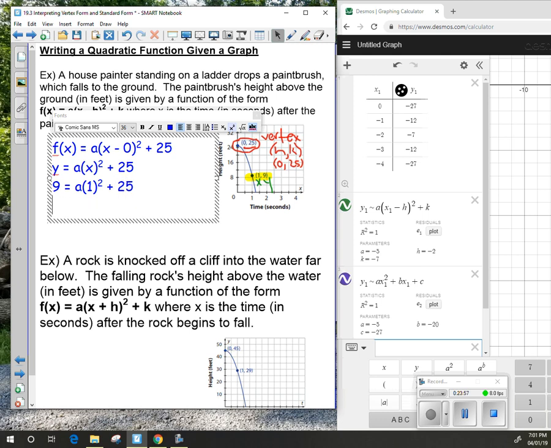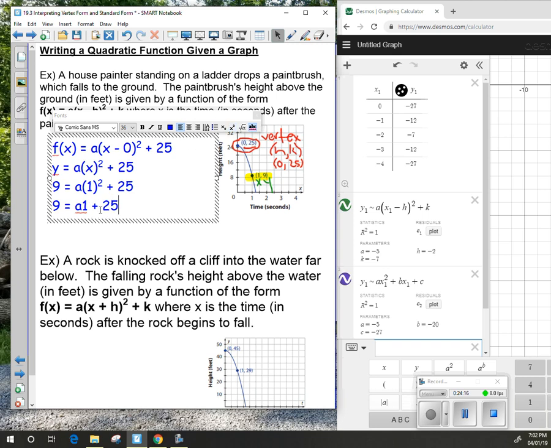Okay, and now I can solve this. So I just have 9 is equal to a times 1 squared, and 1 squared is just 1, so that's 1 times a, and then plus 25.